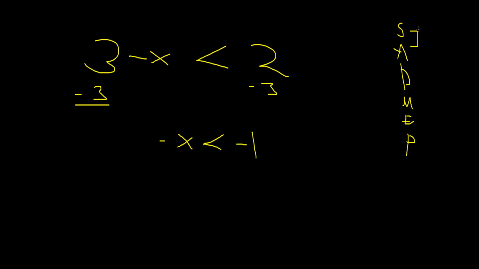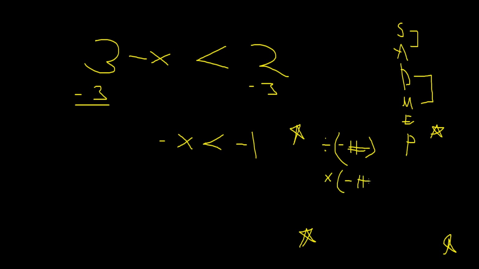Okay, so we did our subtraction, addition. Now we've got to do divide and multiply. Okay, so special rule here. I don't have time to draw all the stars and stripes, but know that I have all of the stars. So if you divide by a negative number, or if you multiply by a negative number, you must switch the arrow's direction.